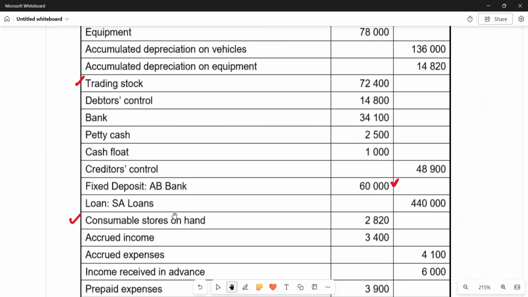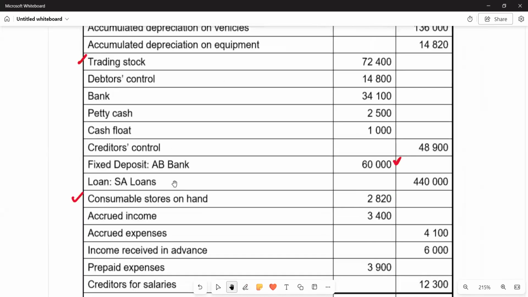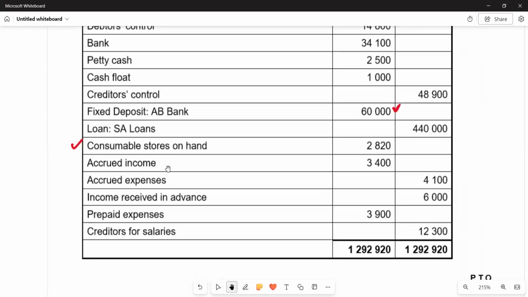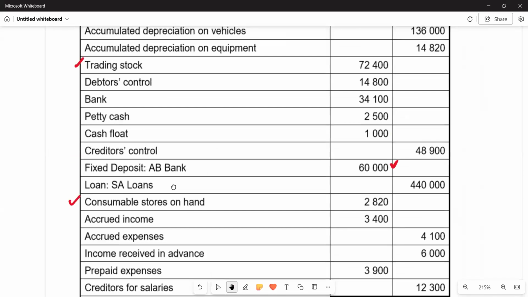Then I will go down again. We go down searching for any other. We see that we don't have. So we are just going to say the one that we are given for trading stock, which is 72,400. And then we add our 2,820 to get the total for inventories. So we go there.